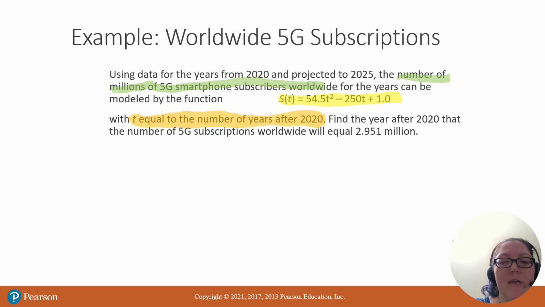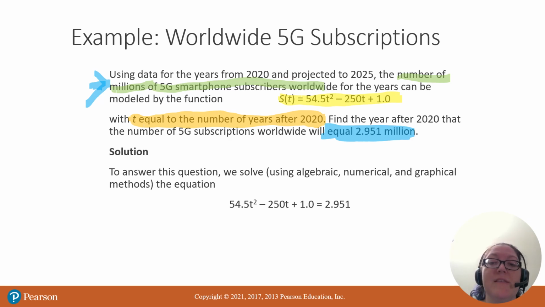So when we are talking about this one, especially here at the end, it says find the year after 2020 that the number of 5G subscribers worldwide will equal, okay, there's my keyword right there that I really want to pay close attention to. It says that it will equal this many, which is 2.951 million. Again, I noticed that when I was looking at my problem, it talked about the function representing millions of smartphone users.